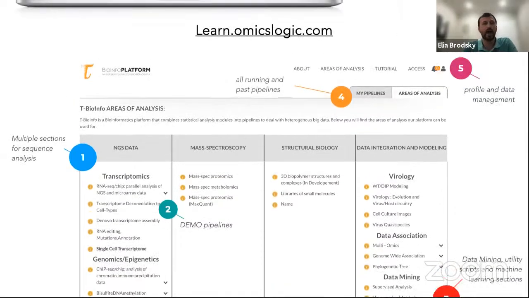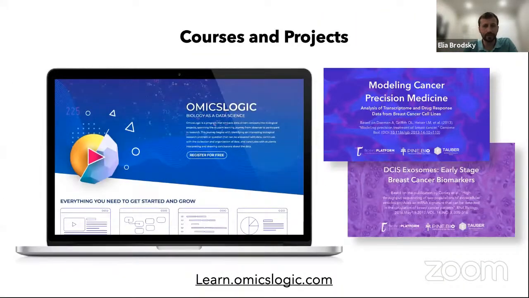So to really see how all of this works, let's go to learn.omicslogic.com and let's start by creating an account. And that will allow us to take a look at some of the data sets and some of the example projects that we will cover in the program.